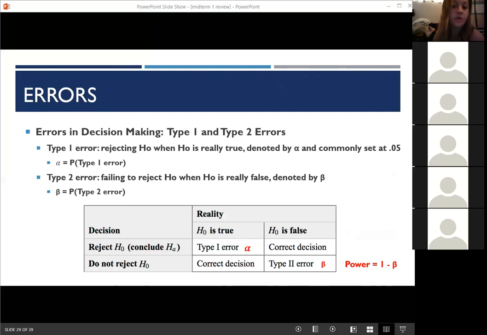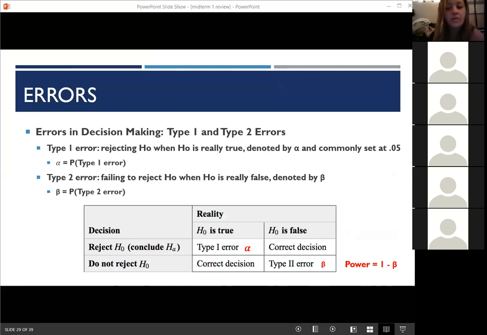So H0 being really true means that there's no change, and your type 1 error would be made if you say that there's a change, but there's not one. And then the type 2 error means we're failing to reject the null when the null is actually false. You're saying that there is no change when in reality that null is false. So if the null is false, that means there is some sort of change. So that's a type 2 error. We say that there's no change when there is a change, and we call that beta. So alpha is our probability of making a type 1 error. Beta is our probability of making a type 2 error.